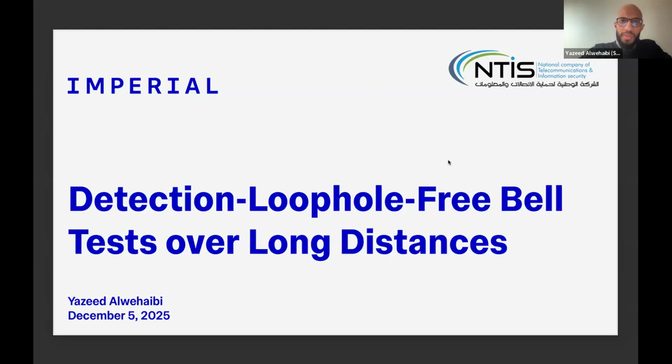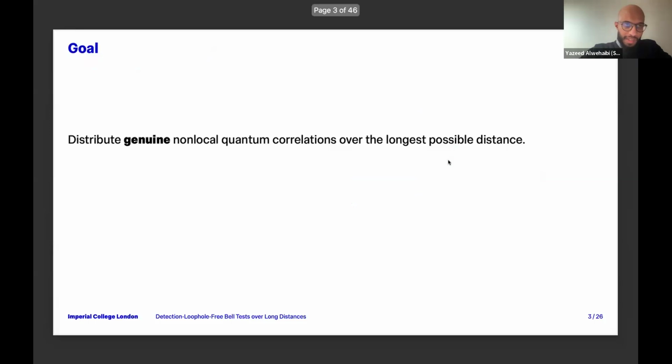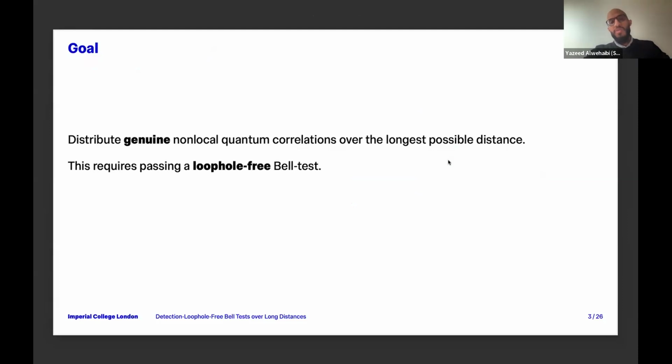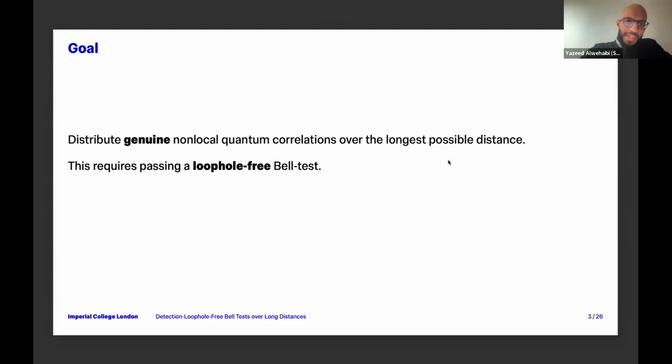Okay, I will start with the motivation, then I'll present our protocols, performance compared to other protocols, and then I will conclude. First, the goal is very simple: to distribute genuine non-local quantum correlations over the longest possible distance. The keyword here is genuine quantum correlations, and by that we mean these correlations need to pass a loophole-free Bell test. So what's a Bell test, and what's a loophole-free? What are the loopholes?